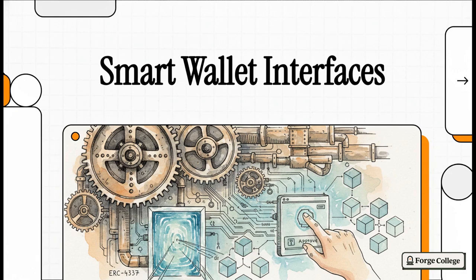If you hung out with us for our last lesson, you know we covered the high-level integration patterns for ERC-4337 and smart wallets. Well, today we're getting our hands dirty. We are designing the actual smart wallet interfaces for those ERC-4337 flows. This is literally where human intent finally collides with the blockchain.